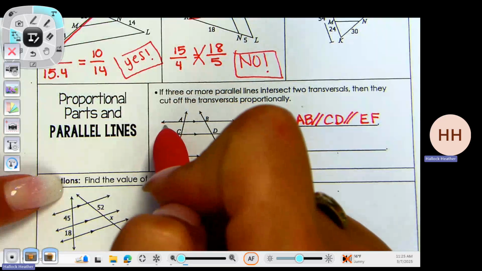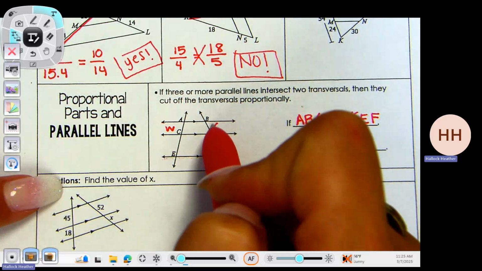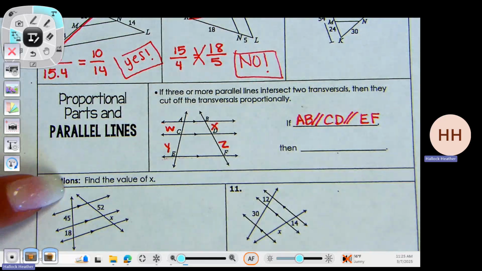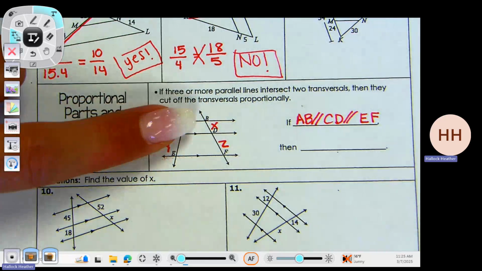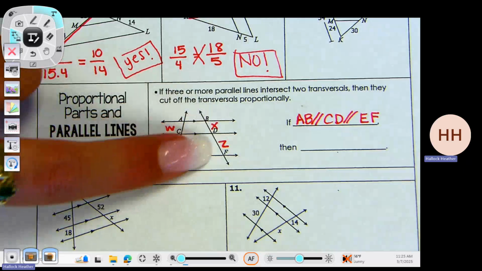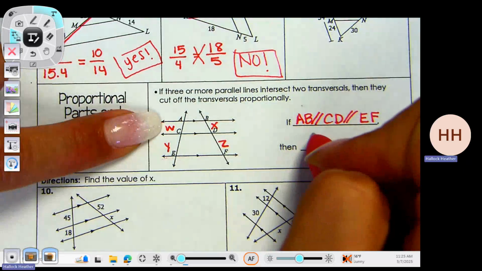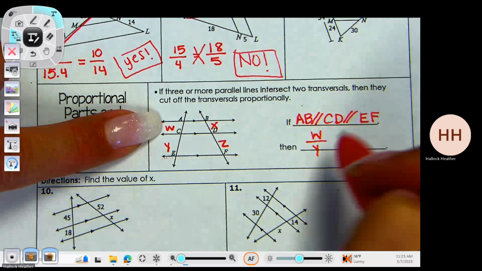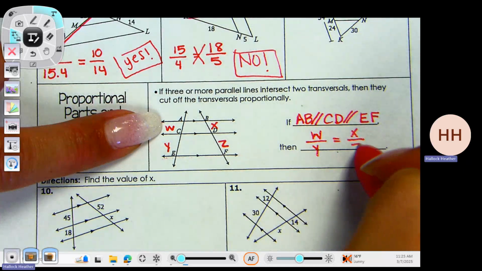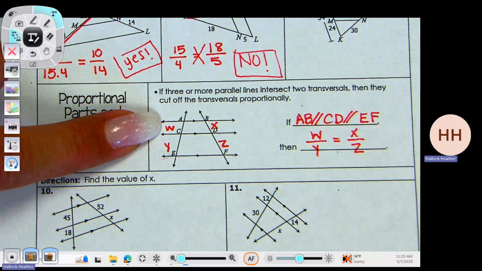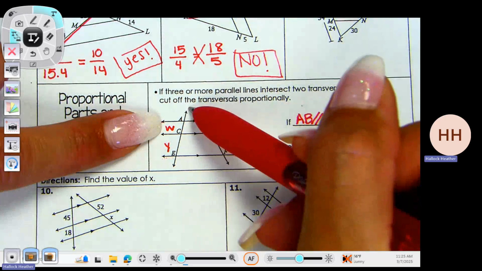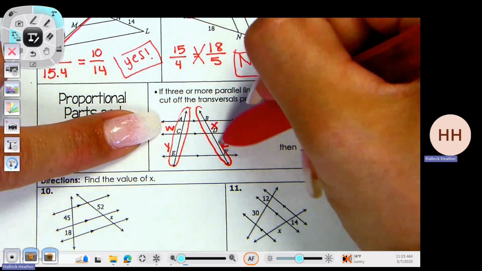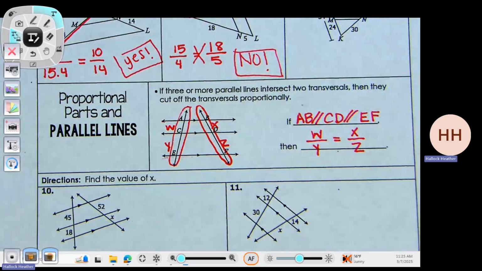So if I call this W and I call this X and I call this Y and I call this Z, just because it's easier than writing a bunch of letters like AC over CE and BD over DF, I can use the same proportion. W divided by Y equals X over Z. So same exact thing. Now the thing here is you just need to make sure you're using the same line. All of these are on the same line. All of these are on the same line. Okay. You're not jumping across.